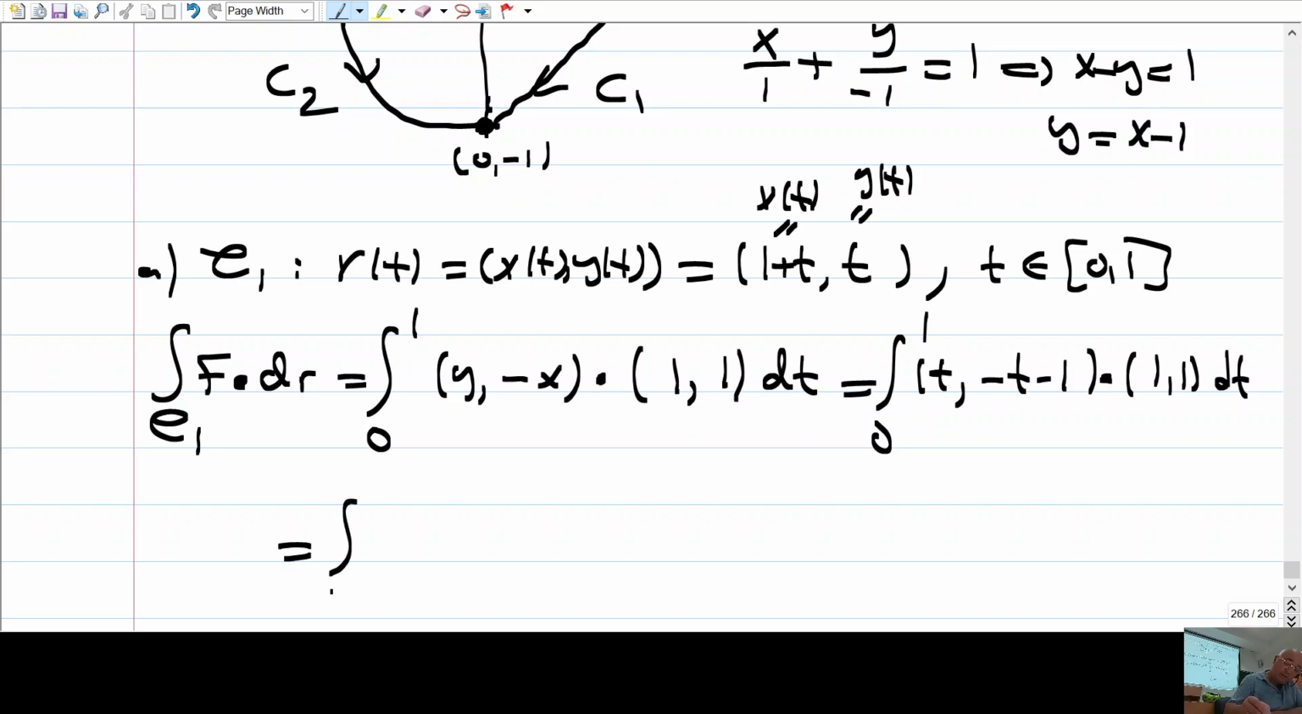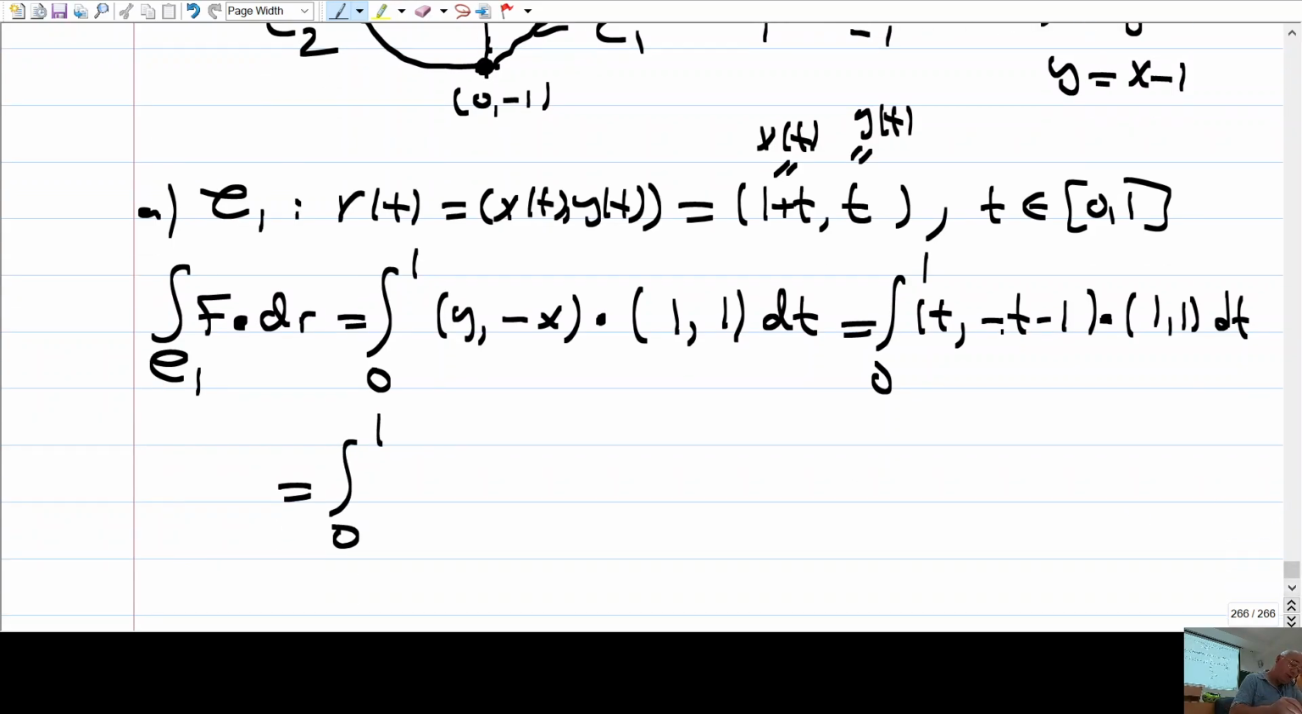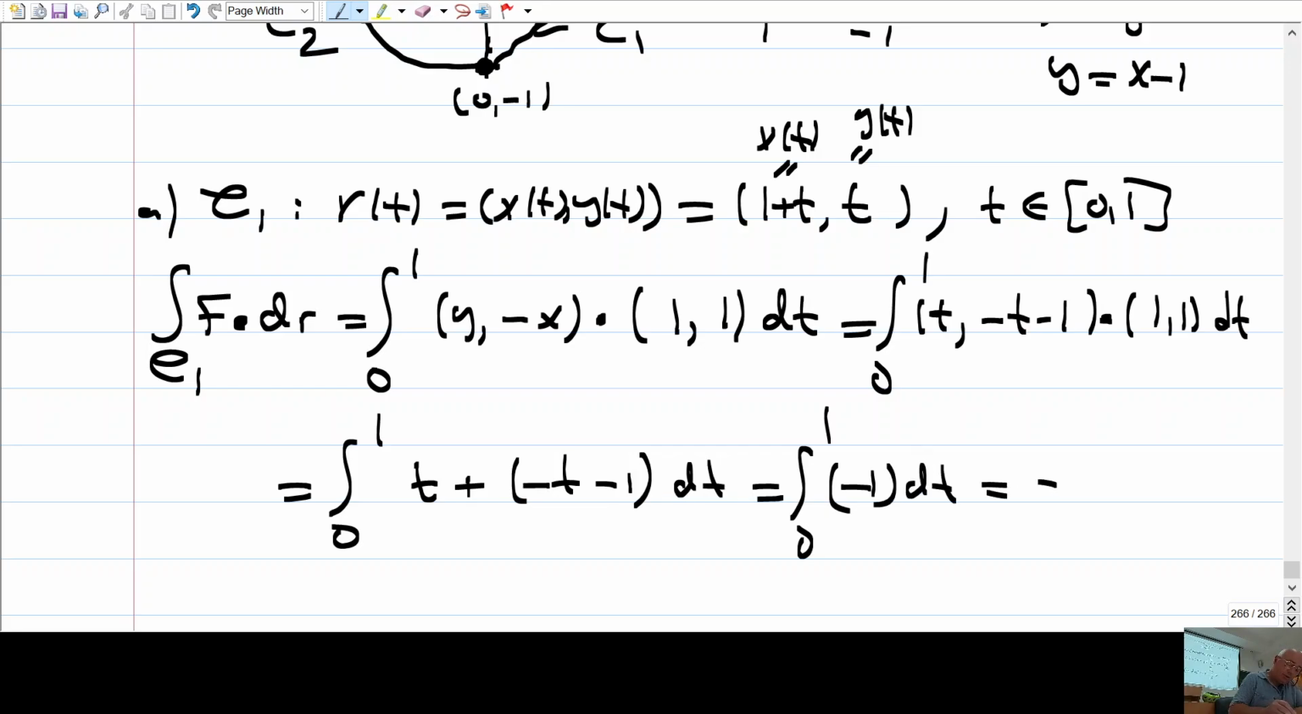So we get the integral from 0 to 1. When you take the dot product, you get t plus minus t minus 1 dt. So this is just the integral from 0 to 1 of minus 1 dt. So this is minus t from 0 to 1. So we get minus 1. So the work done by this force is just minus 1 units.